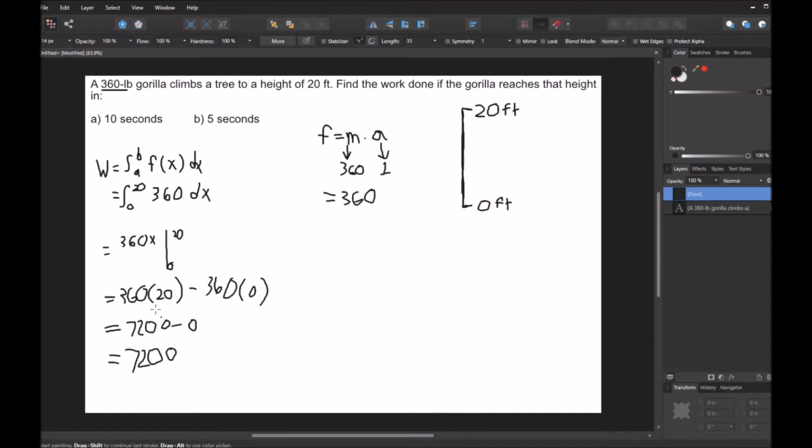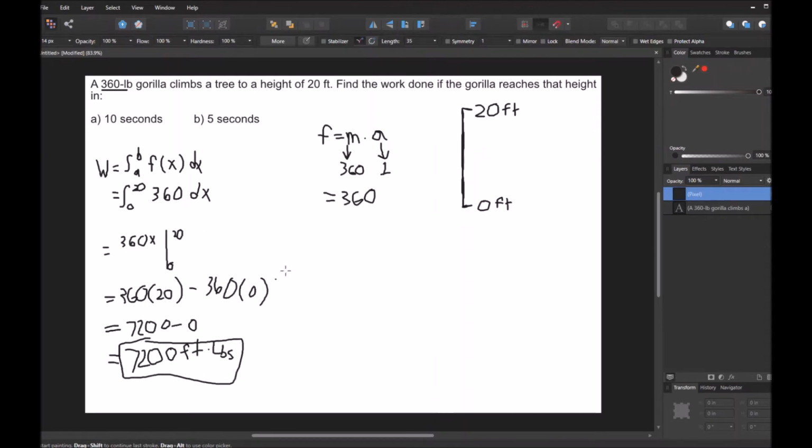and let's look at our units here. 360 is the mass of the gorilla, meaning it's the pounds, and the 20 is the feet that he traveled. So it's 7,200 foot-pounds, which we said was a common unit when dealing with force. So we know that at least we're on the right track with our units. If your units don't make sense, then you might need to rework the problem. So that would be the answer for him climbing the tree in 10 seconds.